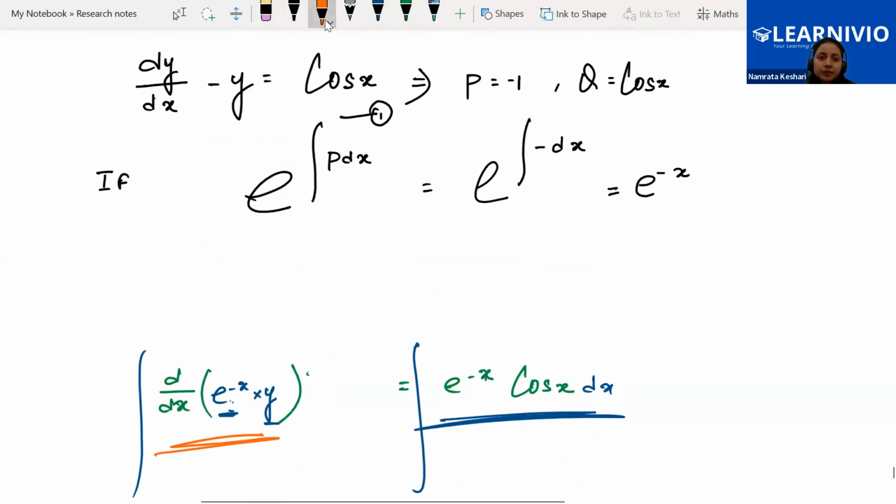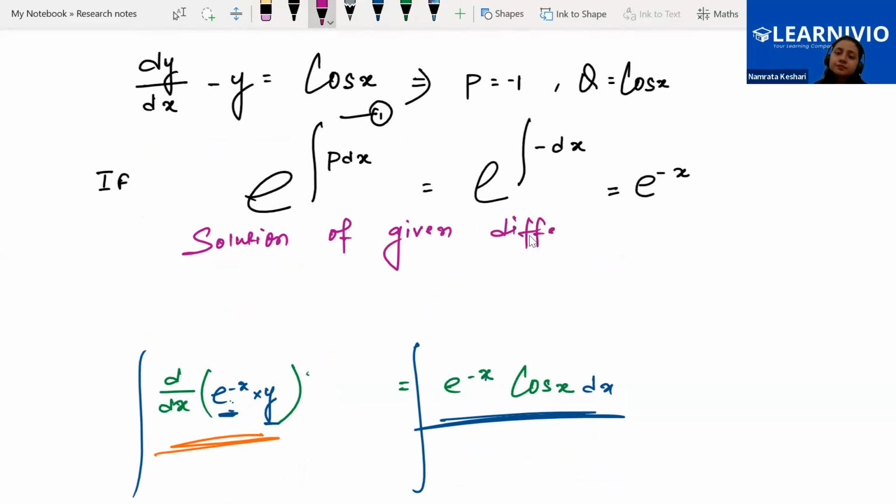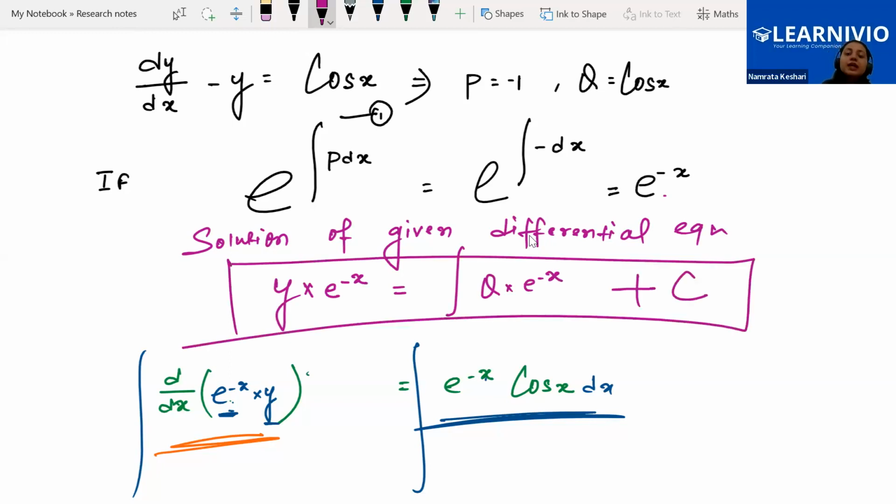Yes, ma'am. Just a second. Let me explain it. The solution of the given differential equation will be y into integrating factor is equal to the integration of Q into integrating factor plus c. Write this step every time directly.